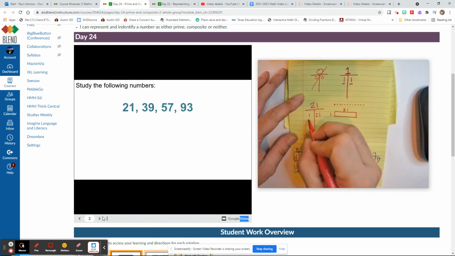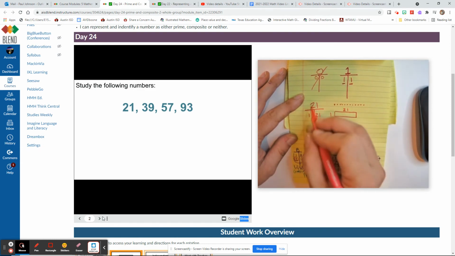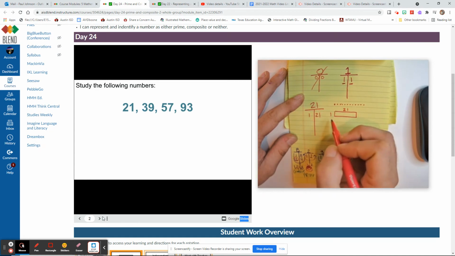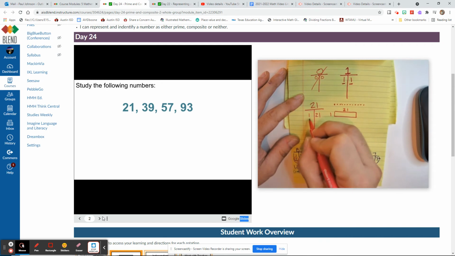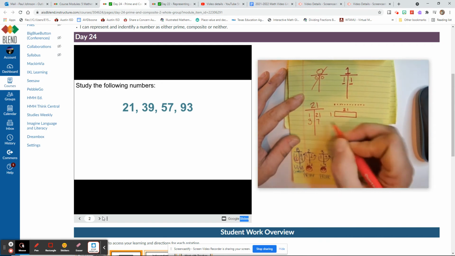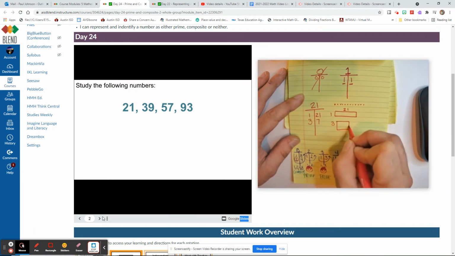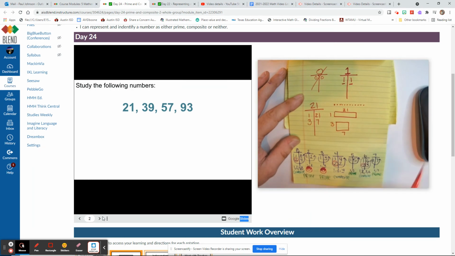All right, so we can't split 21 into two groups because it's odd. It doesn't split evenly into two groups and make whole number groups. But can we split 21 into three even groups? That we can do. 3 times 7, right? So if we're going to make an array for that, we could say 3 times 7.